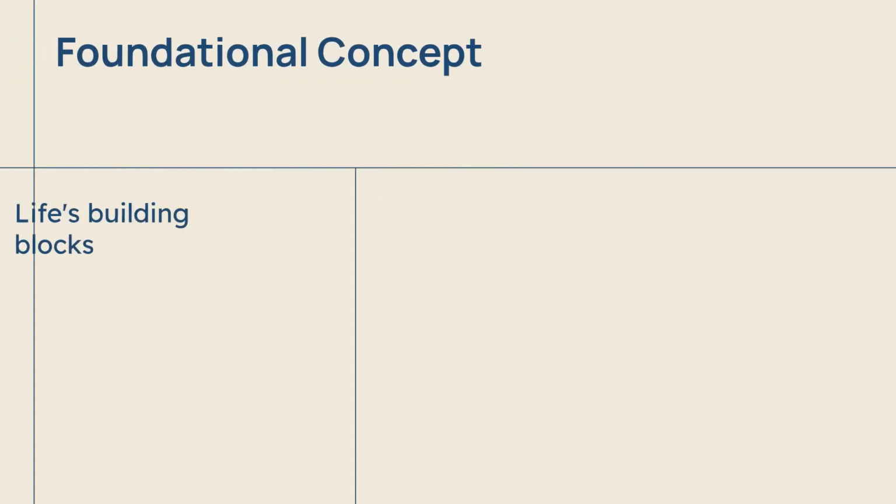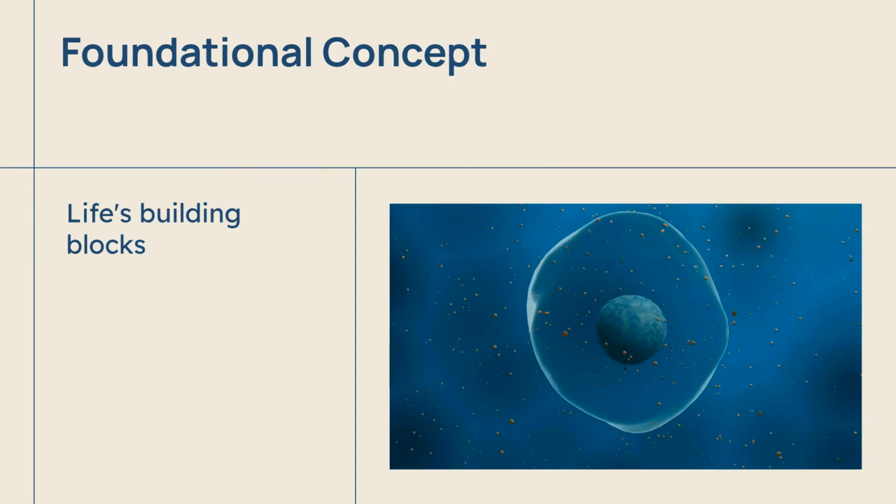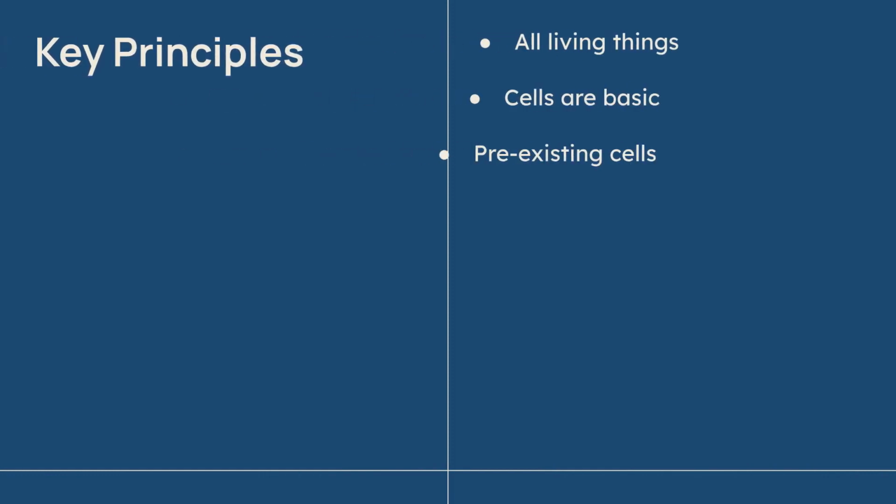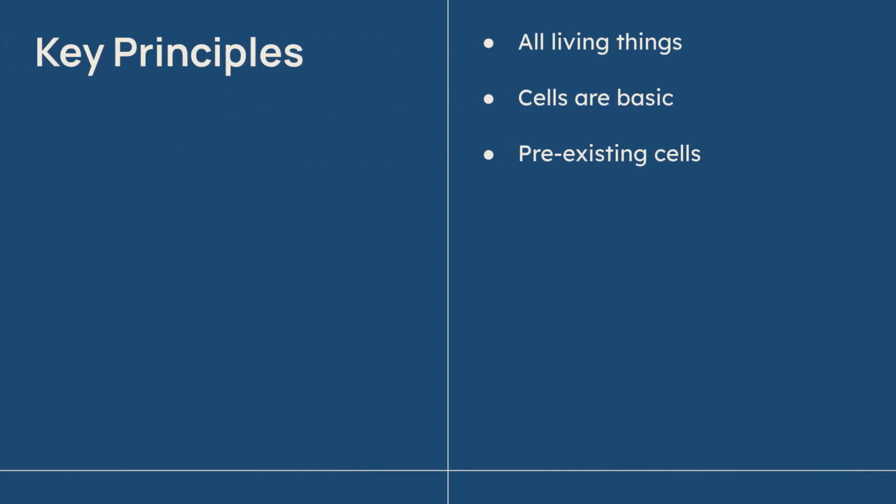Let's start with the cell theory, the cornerstone of modern biology. Cell theory explains that all living organisms are composed of cells, the basic structural and functional units of life. The key principles are: all living organisms are made of cells. Cells are the basic unit of life, and all cells arise from pre-existing cells.